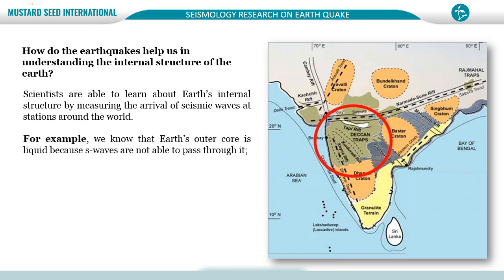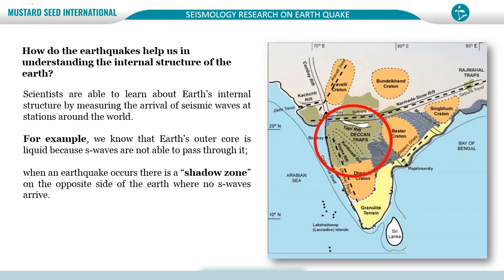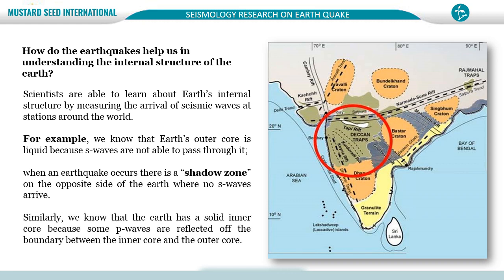For example, we know that Earth's outer core is liquid because S waves are not able to pass through it. When an earthquake occurs, there is a shadow zone on the opposite side of the Earth where no S waves arrive. Similarly, we know that the Earth has a solid inner core because some P waves are reflected off the boundary between the inner core and the outer core.